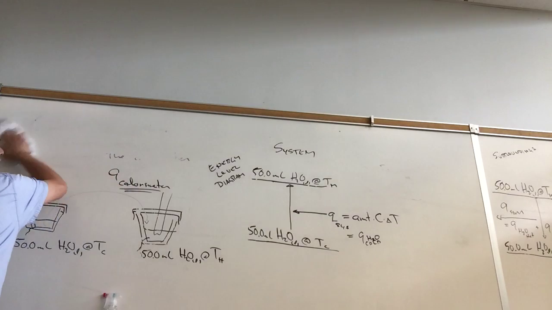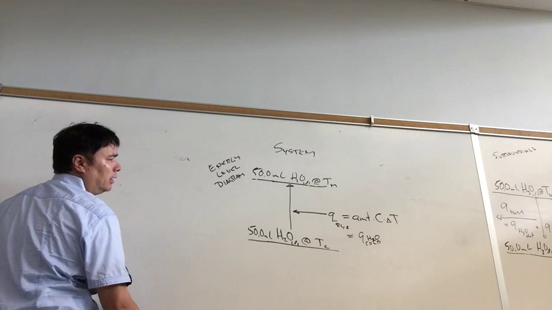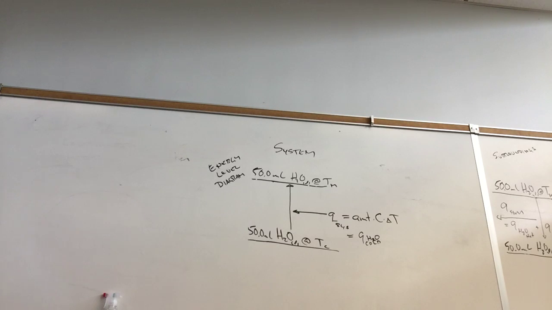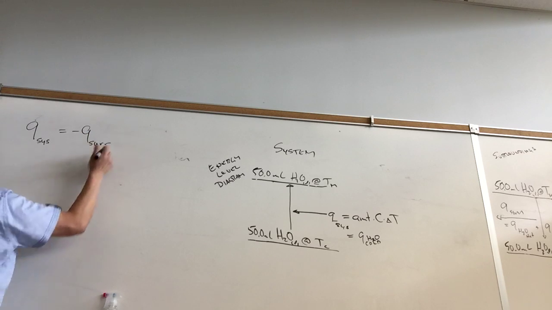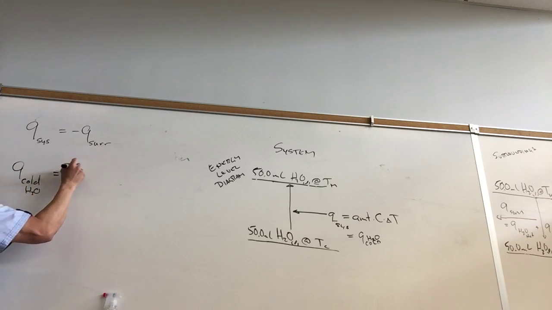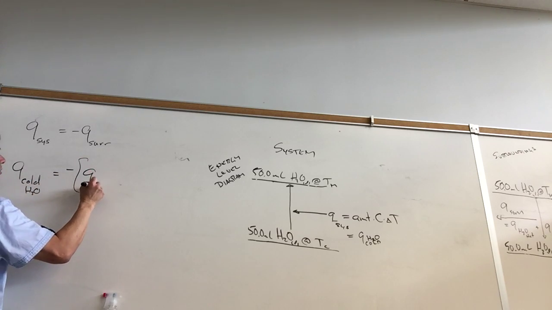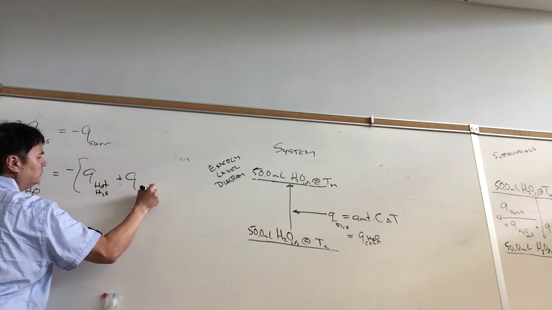Okay, taking advantage of the first law of thermodynamics, energy is neither created nor destroyed. The amount of heat the system absorbed is the amount of heat the surroundings lost. So we see that Q of the system is equal to minus Q of the surroundings. Q of the system is Q of the cold water. Q of the surroundings is Q of the hot water plus Q of the calorimeter.